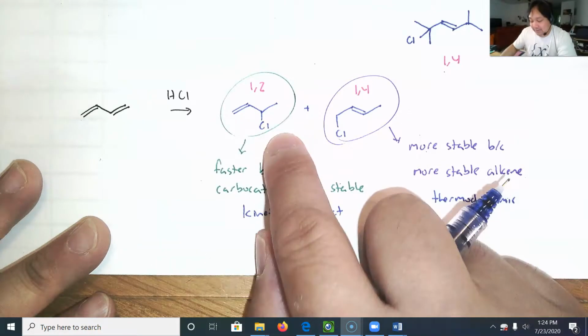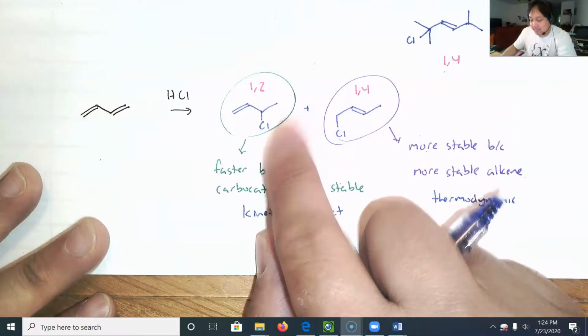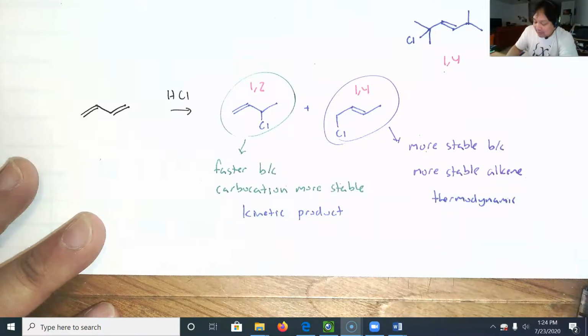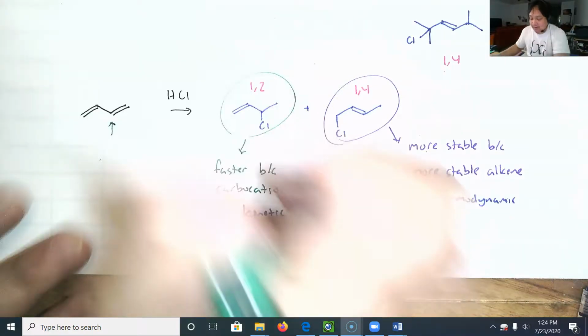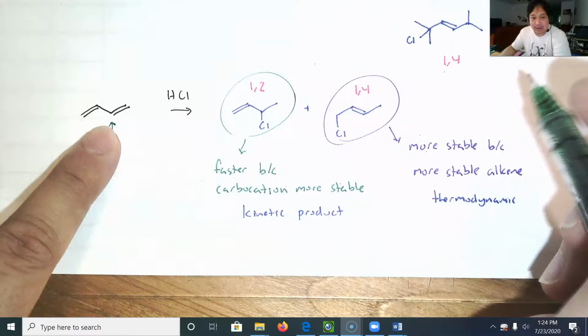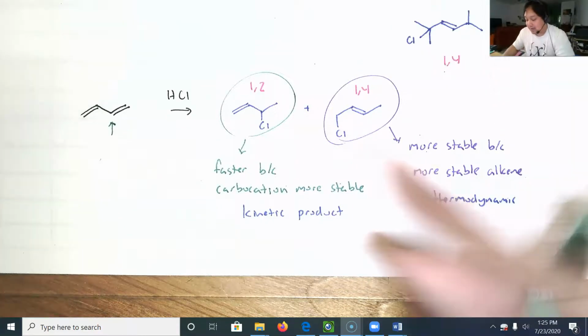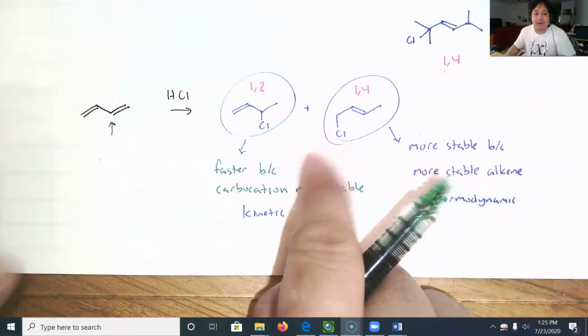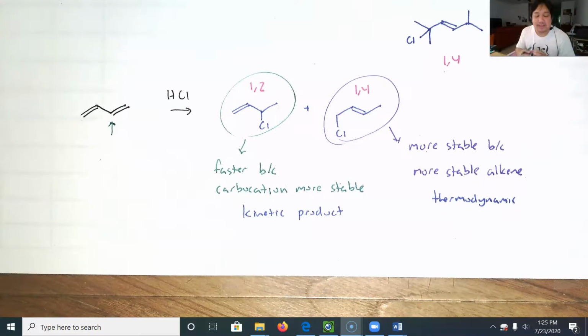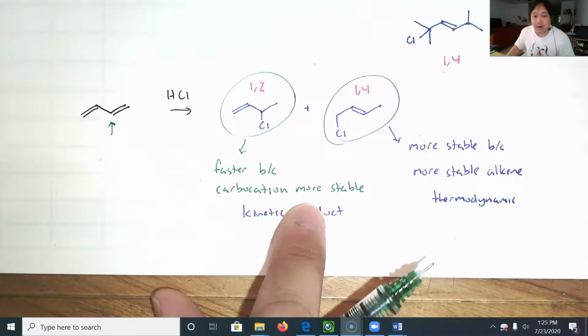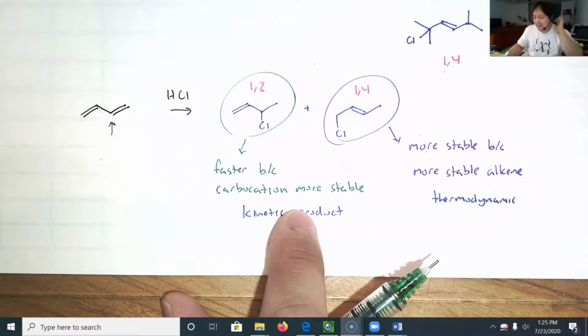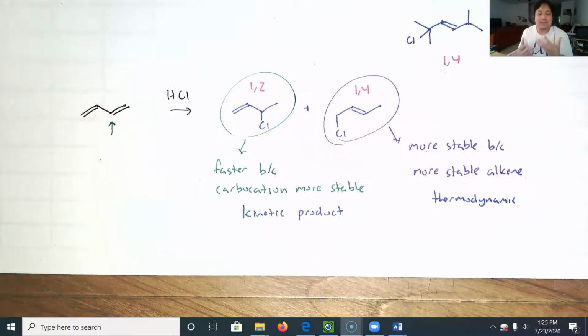This is faster because if you think about the mechanism, your carbocation initially was here, a secondary carbocation, whereas here it became a primary. So the faster product is made via the more stable carbocation. So that's a little bit of a conflict, right? Which one's the major product? Because both of them have good points.